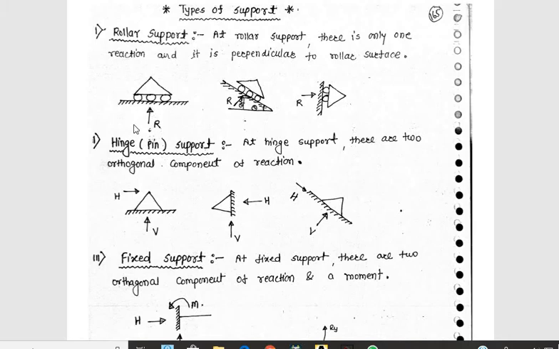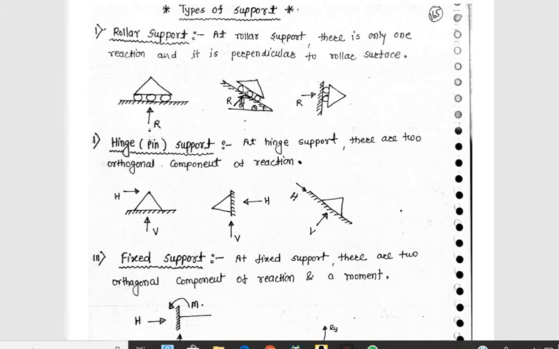So if it is supported on roller supports, here there is only one reaction, which is vertical, meaning only AY or RY. No horizontal reaction, because since it is a roller support, if you apply any small force, it slides in the horizontal direction. So it is unstable in the horizontal direction, and it does not produce any reaction in the horizontal direction. So only one reaction, which is perpendicular.